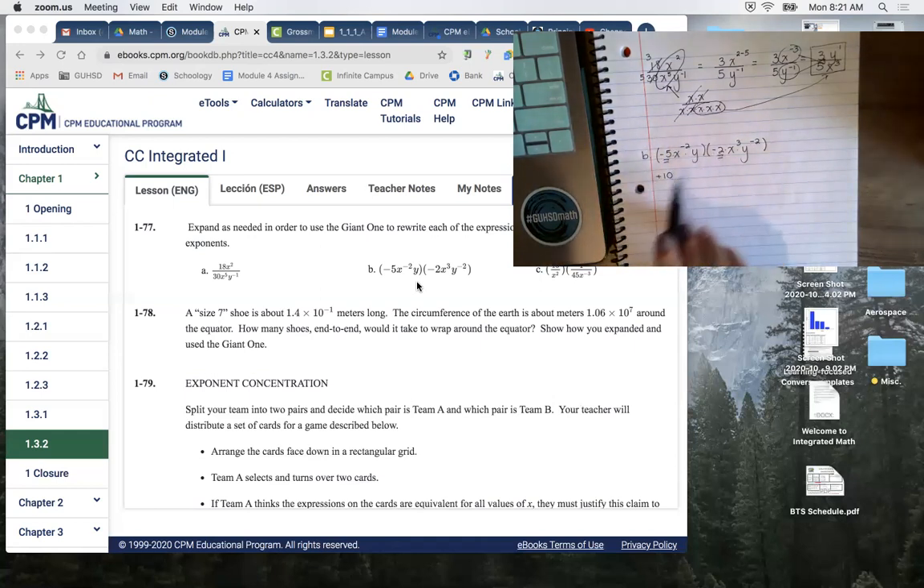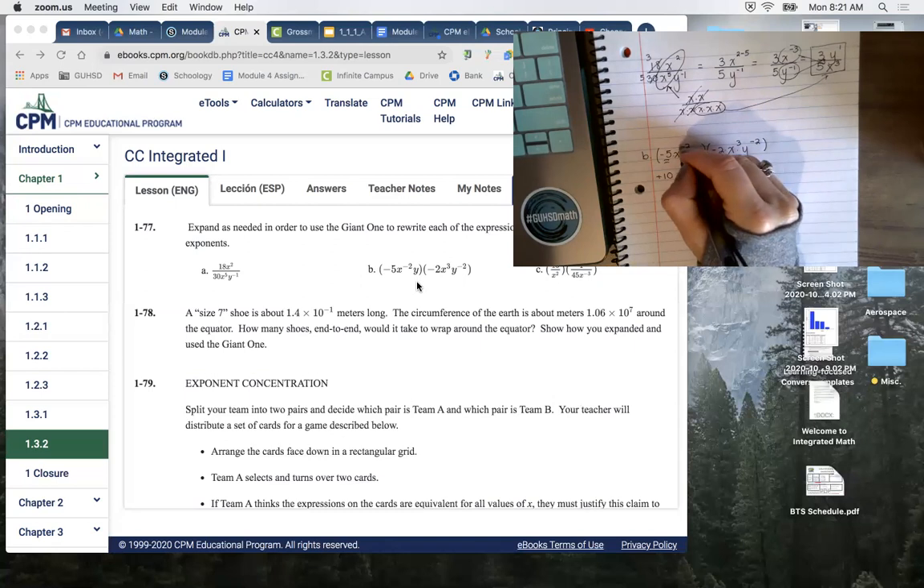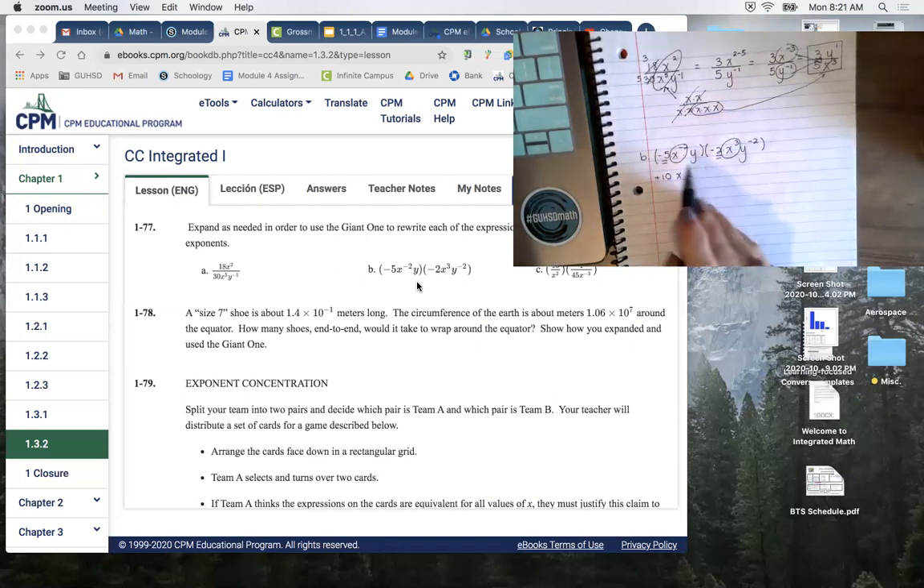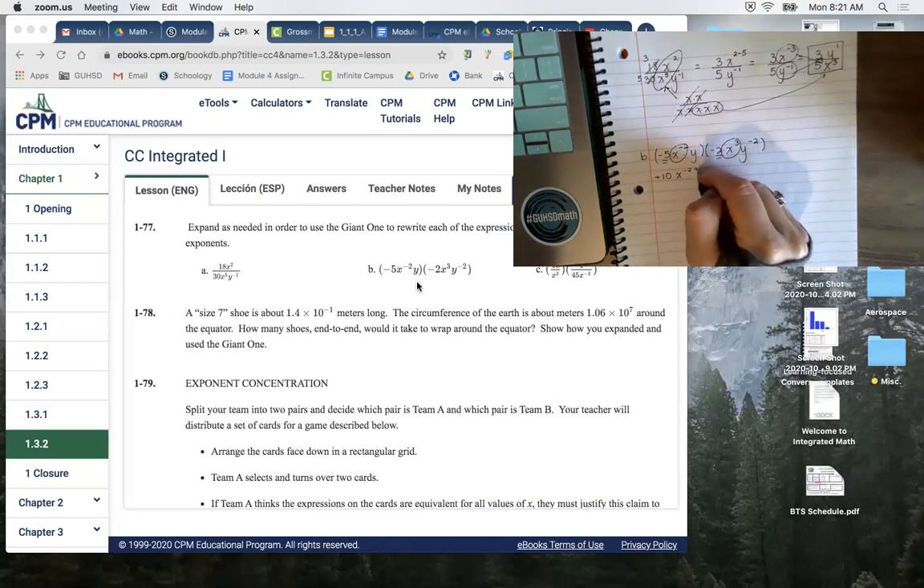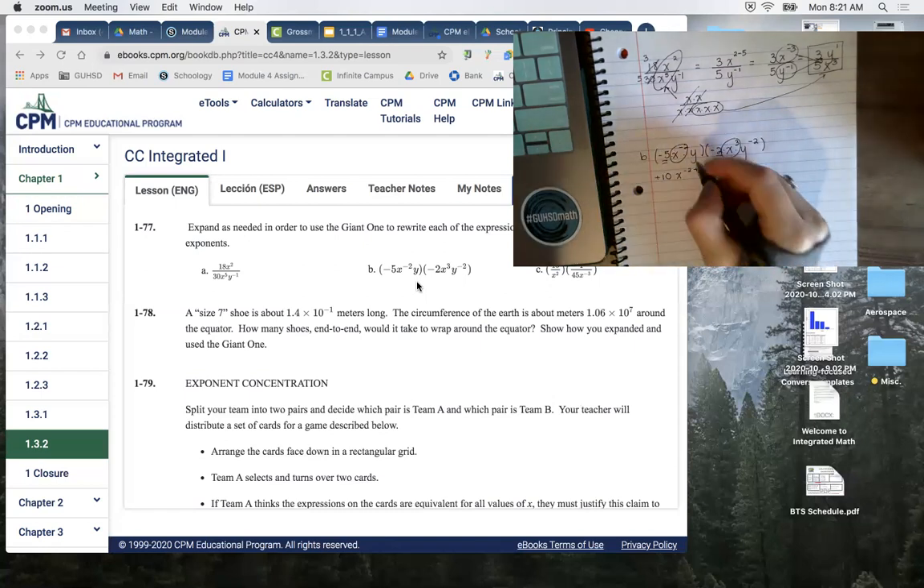Negative times a negative is a positive 10. Then I have x to the, and remember, when bases are alike and I'm multiplying, I add my exponents. So I'm going to have x to the negative 2 plus 3. And then I have my y's. So I have just plain old y here. That's like y to the 1 power.